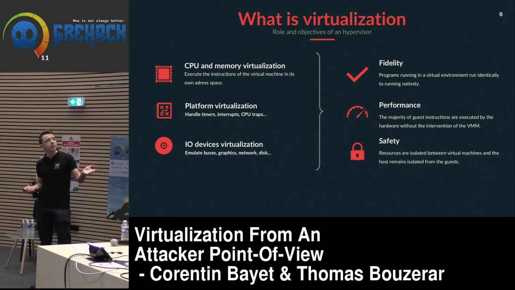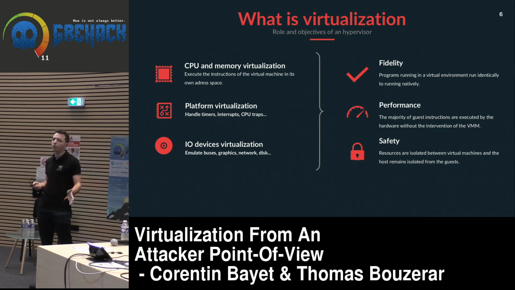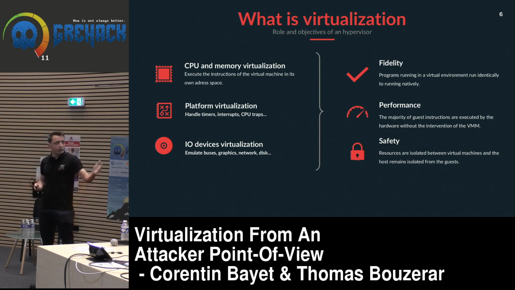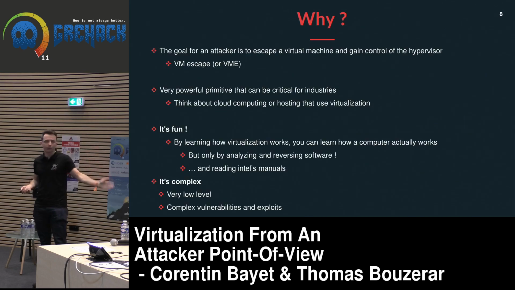And it has to do this by respecting three main criteria. The first one is fidelity. You want a program running in a virtual environment to run like it was running on actual hardware. The second one is performance. You want the majority of guest instructions to be executed by the hardware without the intervention of the VMM. So it has to be fast and use the actual hardware, so the CPU, the memory. And the last one is, of course, safety. You want all the resources between the VMs to remain isolated. And most importantly, you want the host to remain isolated from the guest. And of course, in this talk, we'll mainly focus on the safety part.